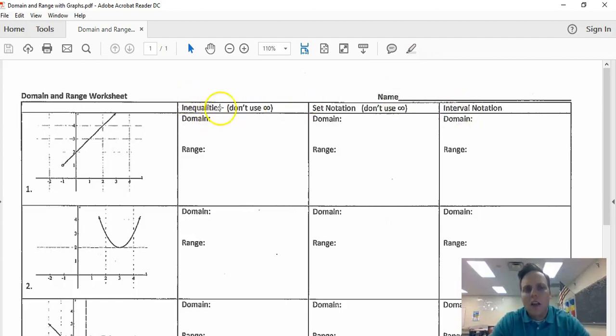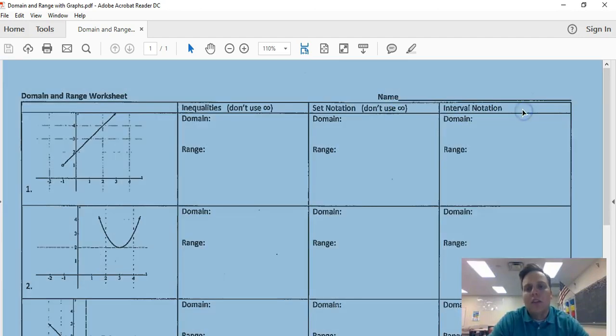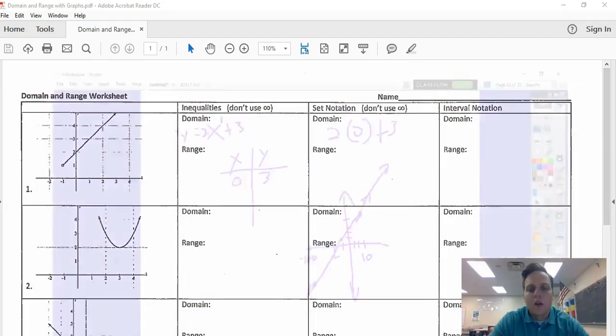We have inequality format. We have set notation, which is really just inequality format, a little bit fancier. And then we have interval notation. I give you guys some hints: in set notation, don't use the infinity symbol. But in interval notation, you will use infinity symbols if it calls for it.